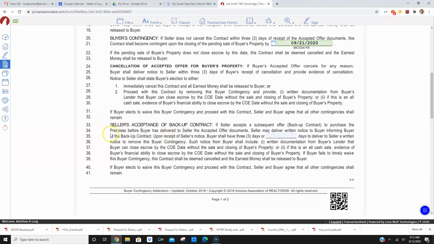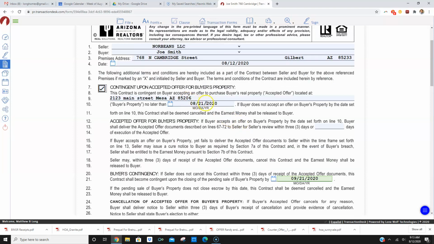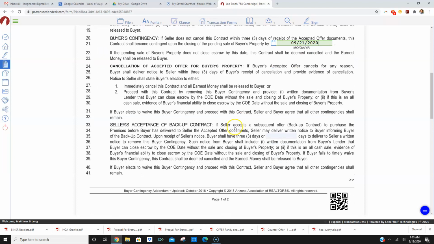This is also saying that the seller can accept a subsequent backup offer to purchase the premises before buyer has delivered to seller the accepted offer documents. So if you're within those 10 days that you asked for up here and you haven't accepted an offer yet and the seller gets a better offer, they can deliver written notice to your buyer informing them that there's a backup contract. Upon receipt of seller's notice, buyer shall have 3 days to deliver to seller a written notice to remove the contingency. Such notice from the buyer shall include written documentation from the lender that you can close without selling. If it's all cash, evidence of their ability to close escrow, proof of funds. If buyer fails to timely waive this buyer contingency, this contract shall be deemed canceled and the earnest money shall be released to buyer.